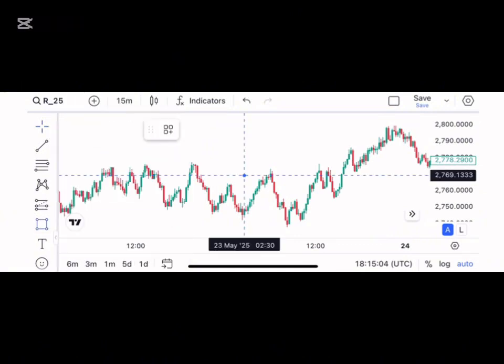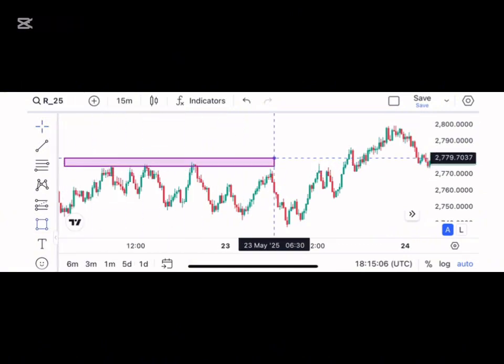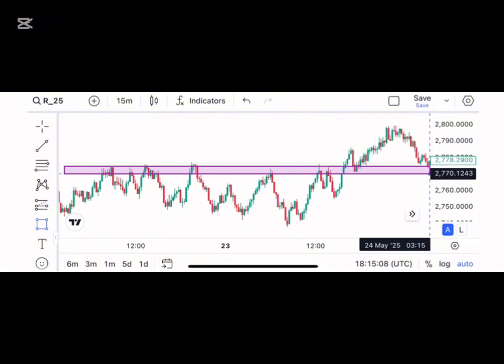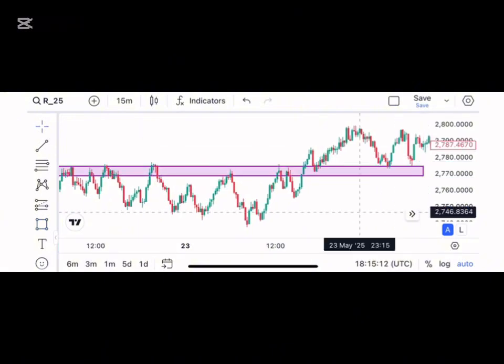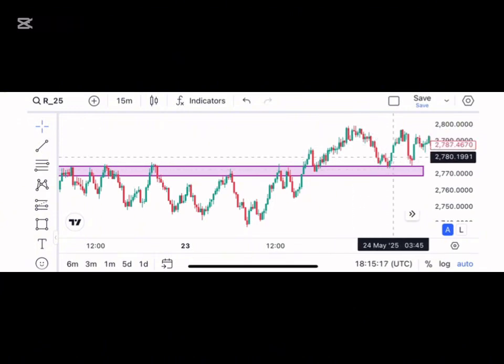So the moment you're able to guarantee that, what do you do? You go into your chart, you get out your rectangular tool, and you map out that zone, stretch it all the way into the future, and the moment you see price coming there for the second time, realize that place is going to hold price, definitely. So at this point, you can now buy.